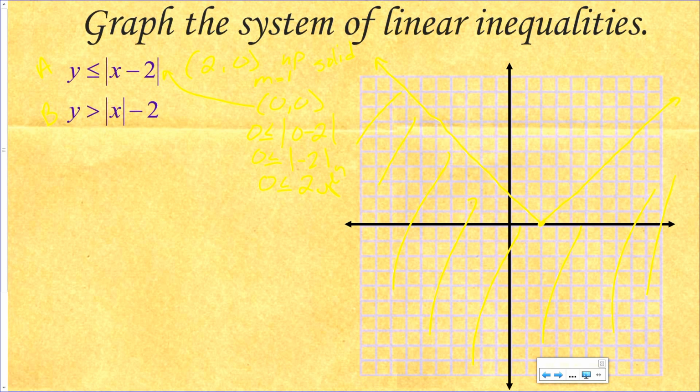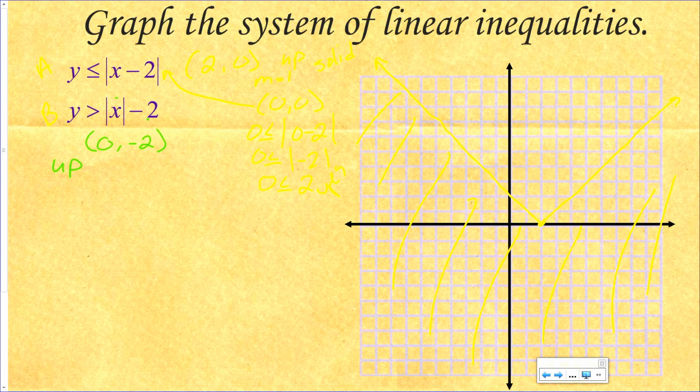Okay? This is a little bit different because it's not a line, it's a V, right? Okay. What's my vertex on B? It is not negative 2. It's what? 0, negative 2. What's inside the absolute value is always my x. Outside is always my y. So 0, negative 2 is my vertex. Is it opening up or down? Up. Okay.